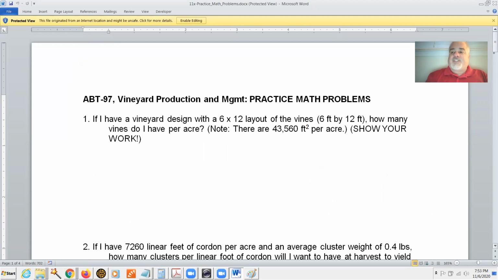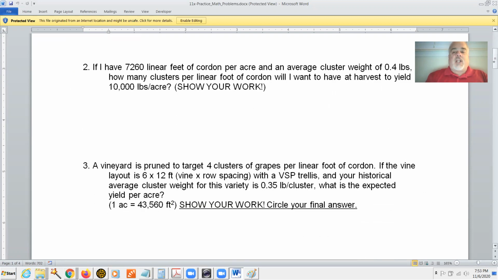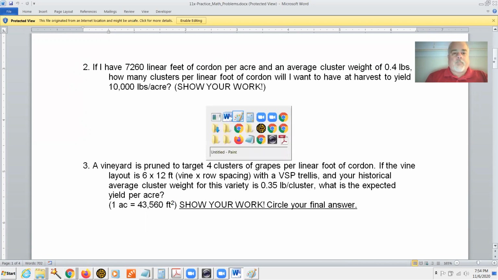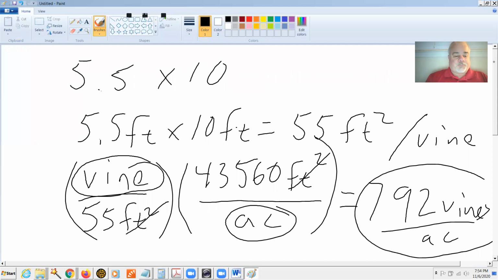Well, what if I have 7,600 linear feet of cordon per acre? And an average cluster weight of 0.4 pounds. How many clusters per foot of cordon will I want to have at harvest to yield 10,000 pounds per acre? Oh my, there's a lot of stuff there. All right, let's start breaking this apart and thinking of it in a slightly different way, or at least with different numbers.